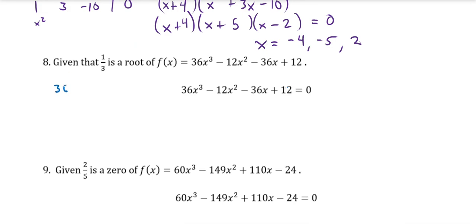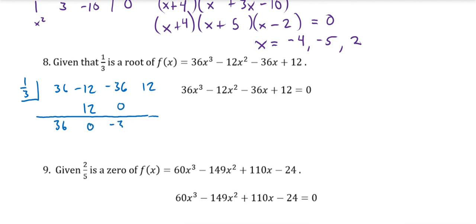Let's write down 36 minus 12 minus 36 plus 12 as our coefficients, and then let's put a 1/3 in the box. Now 36 drops down, a third of that is 12, and taking the sum I get 0, and putting the 0 up here, taking their sum I get minus 36, taking a third of that I get minus 12, and dropping this down I get 0. So we've gone from x cubed to x squared. And so we might be able to say that this is x minus 1/3 times 36 x squared minus 36.